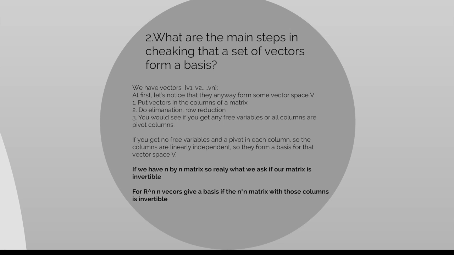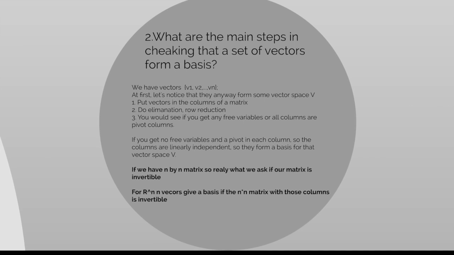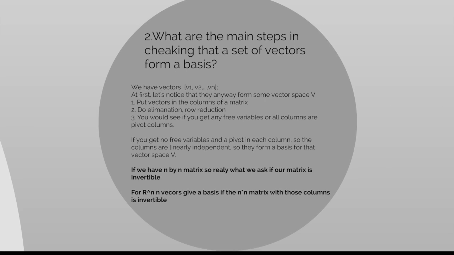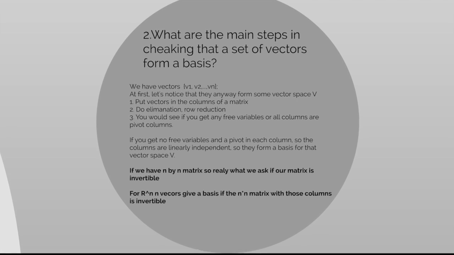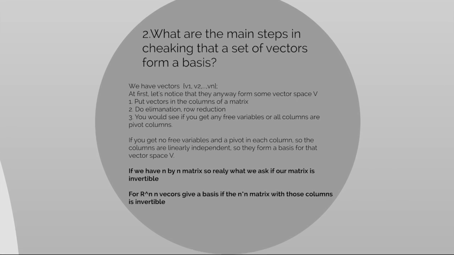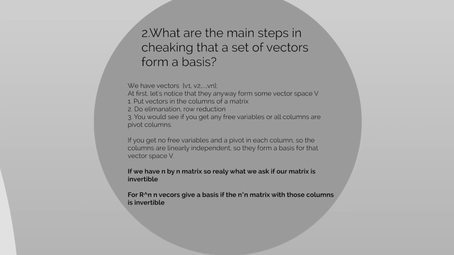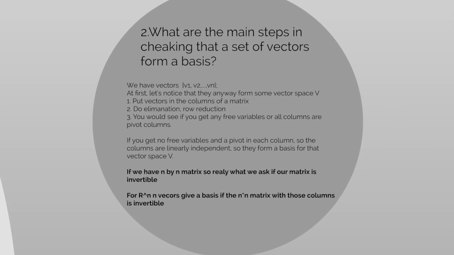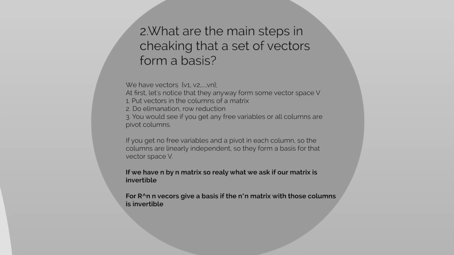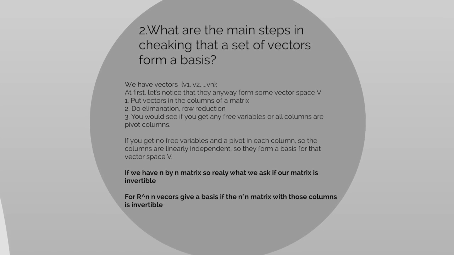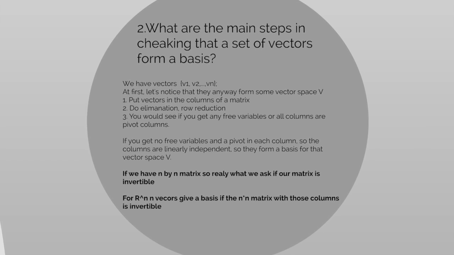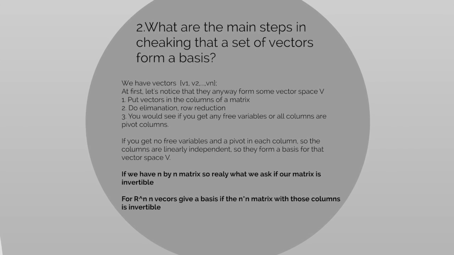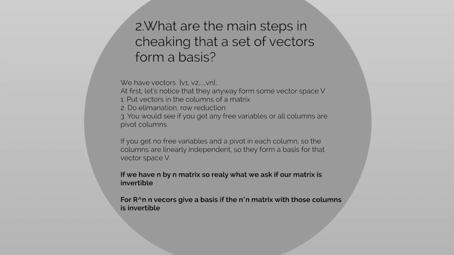What are the main steps in checking that a set of vectors forms a basis? We have n vectors. At first, let's notice that they anyway form some vector space V. First, put the vectors in the columns of a matrix. Second, do elimination. Third, see if you get any free variables or if all columns are pivot columns. If you get no free variables and a pivot in each column, the columns are linearly independent, so they form a basis for the vector space V.